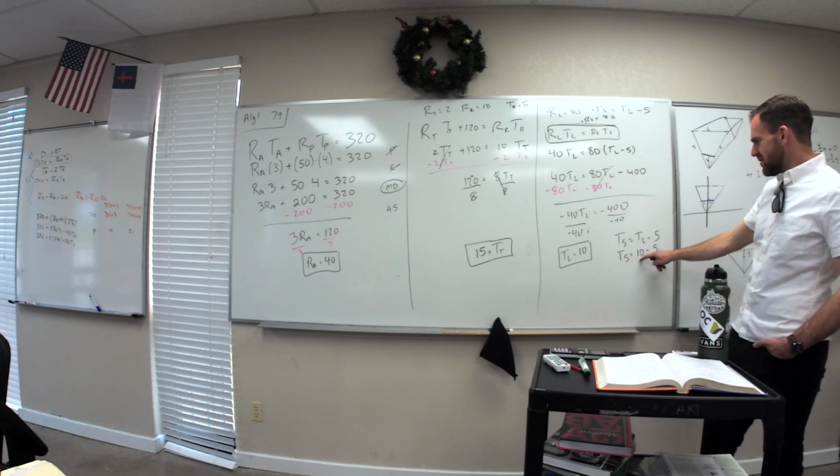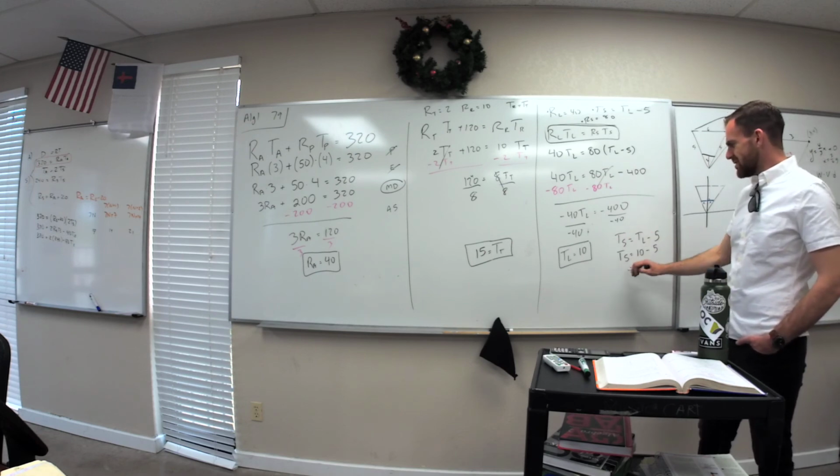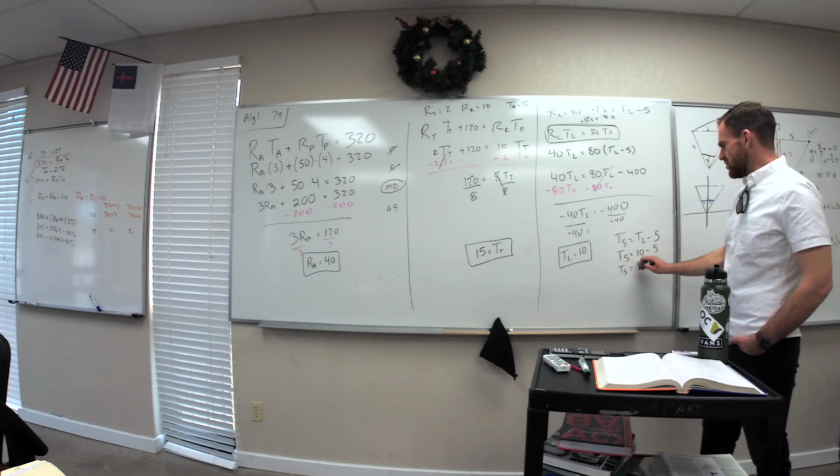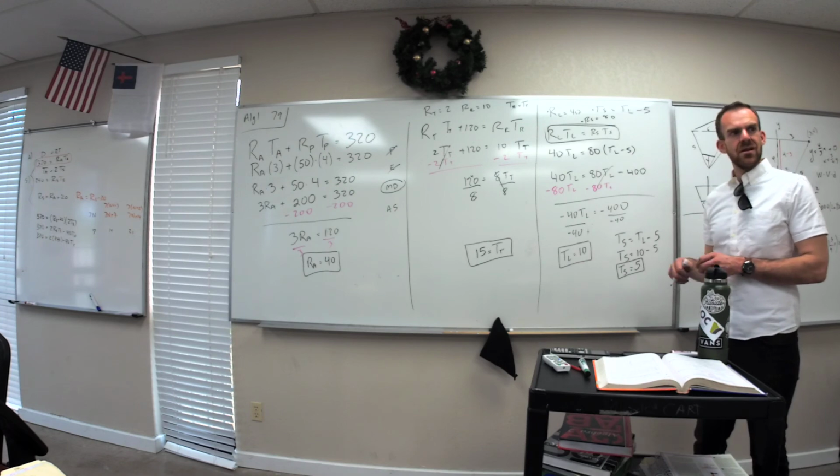So here, TS equals 10 minus 5. I'm going to keep that equal sign going, so I have TS equals 5. Box or circle your answers, and you are done.